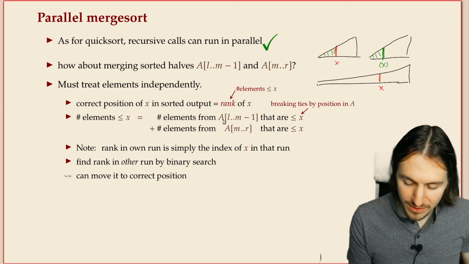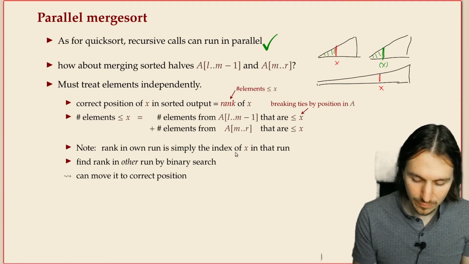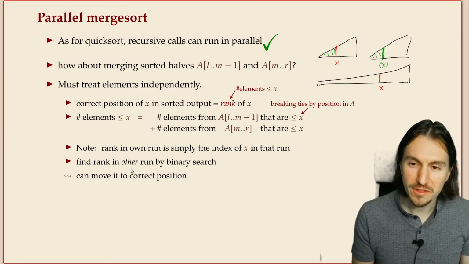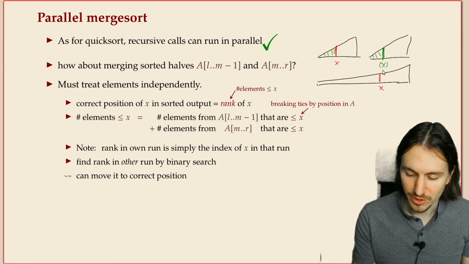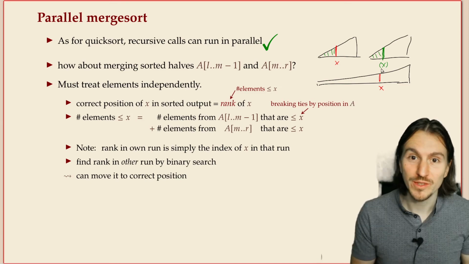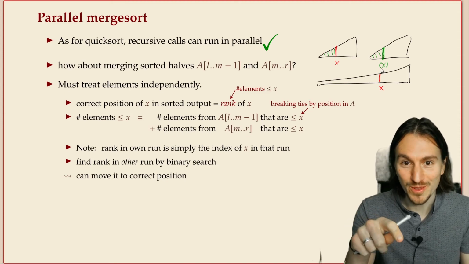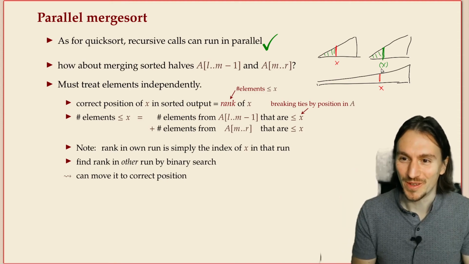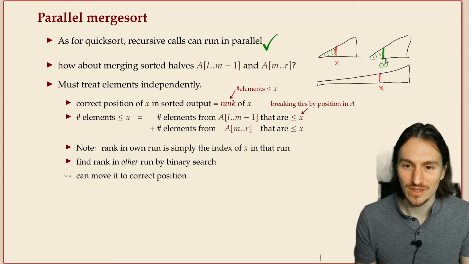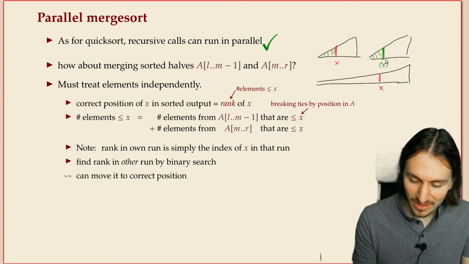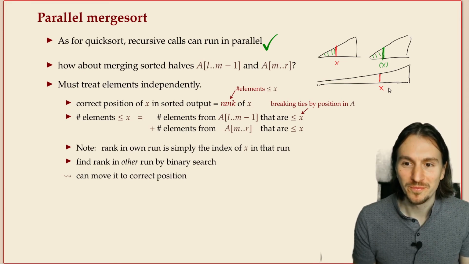But for one of the runs, we can just take the position of x, so that's easy. That's the first comment here. And for the other run, we can use binary search to find the insertion position. We just pretend we wanted to insert x into the other run, use binary search to find the position, but then don't insert it. We don't really want that. We just want to know where it would have belonged. And that gives us the rank in the other run. And then adding those 2 things up gives you the position in the output array.